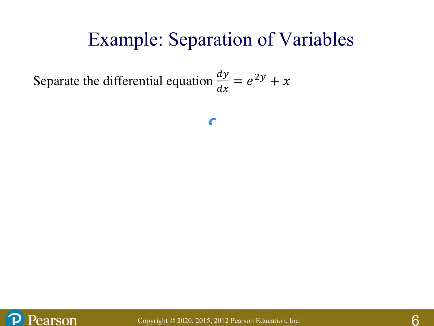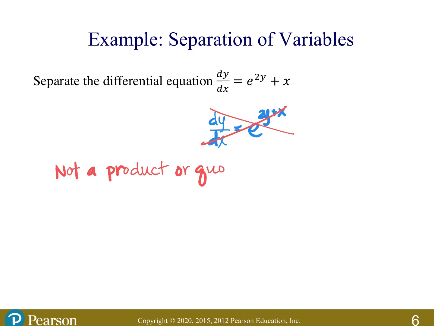Now, if it had been written like this, e to the 2y plus x, with the plus x clearly part of the power, that would be possible, because that addition turns into a product itself that can be multiplied. But when it's not clearly part of the power, the plus x is dropped down. This is a sum and it's not a product or a quotient. So this is not the right way. So separation isn't possible.